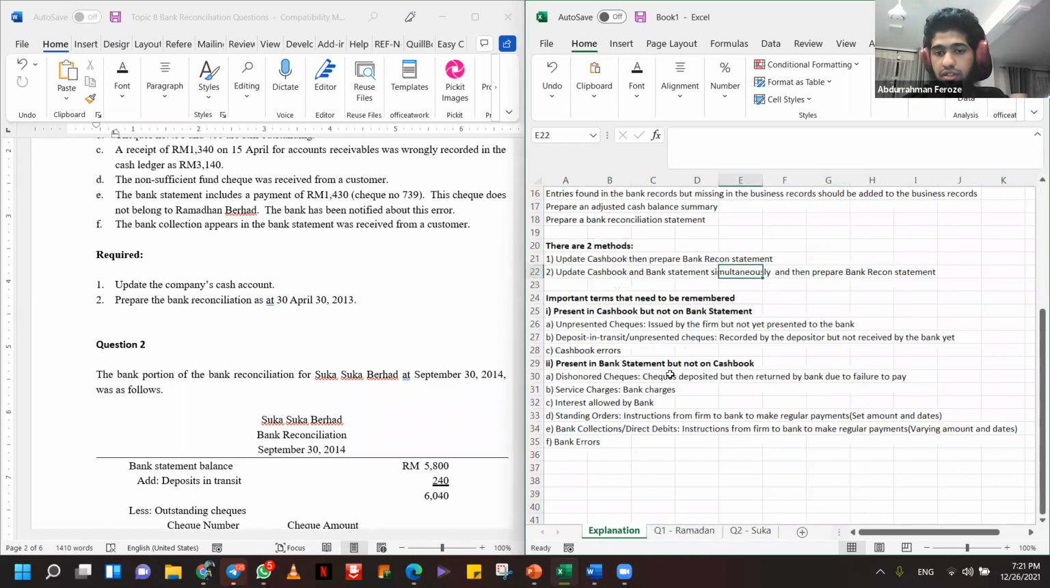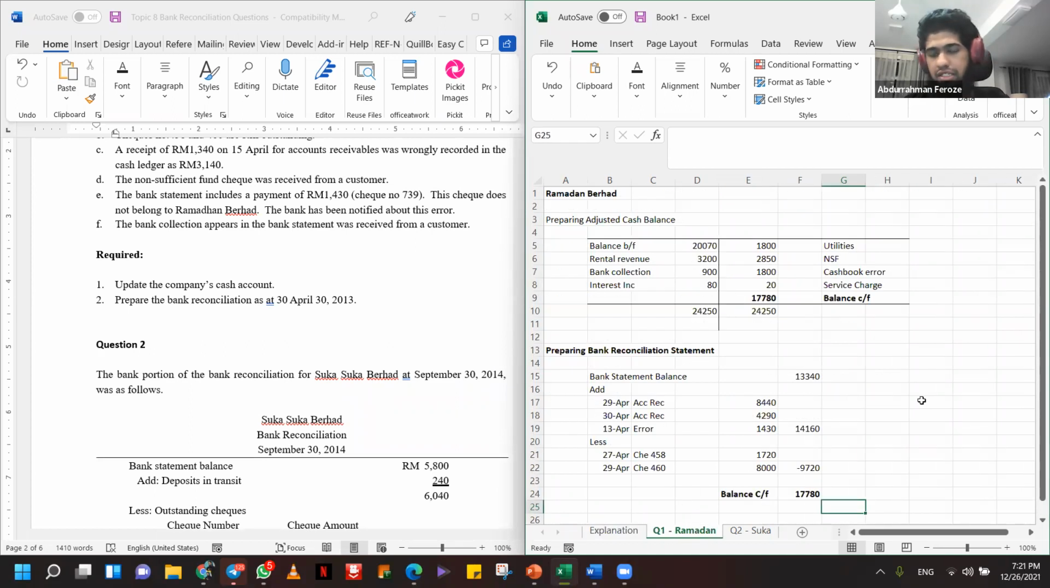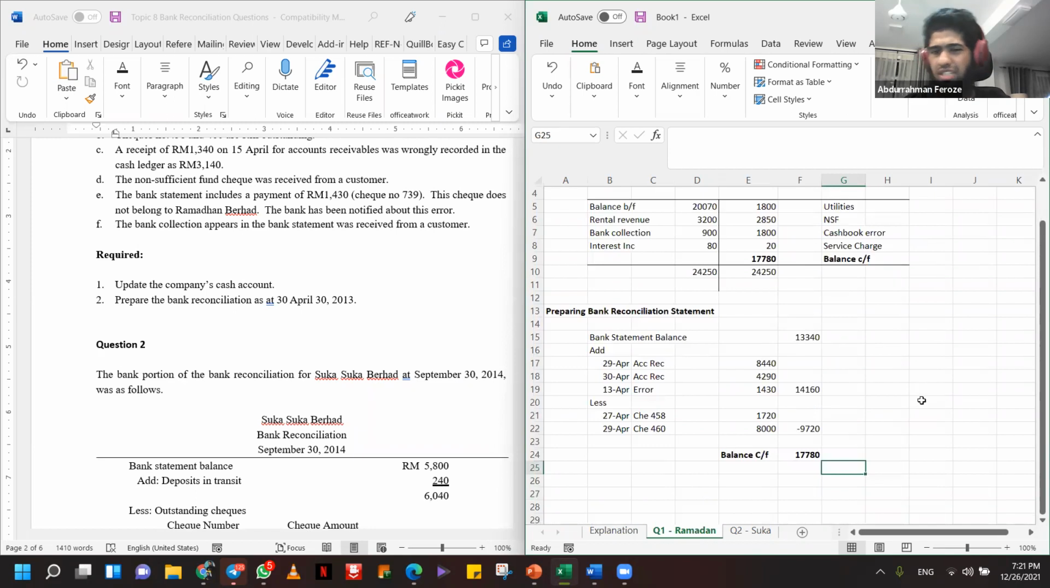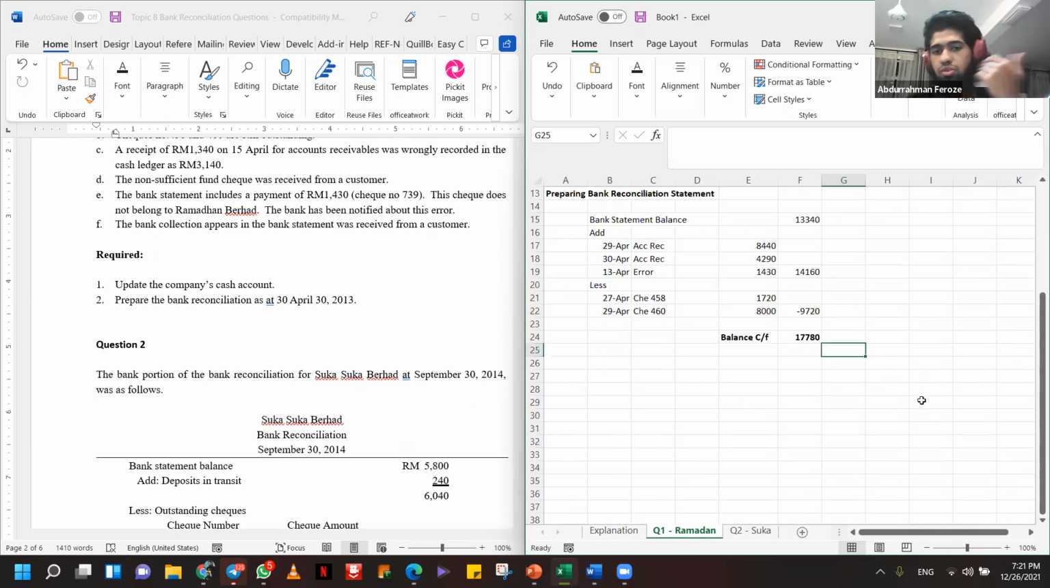So this was the first method, okay? The second method is you do both of them simultaneously. To be honest, I prefer the first method. The first method is slightly longer, I think, but you're more certain of getting things correct. The second one, let's just do the second method as well.